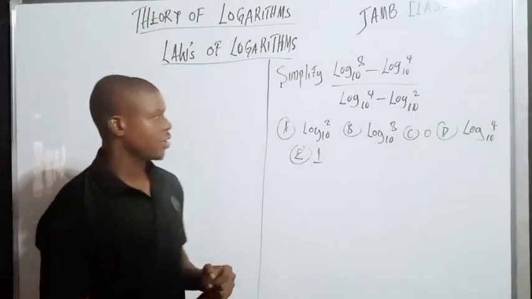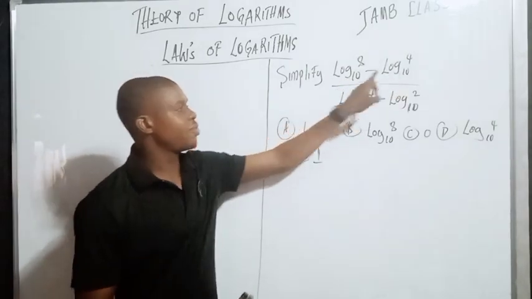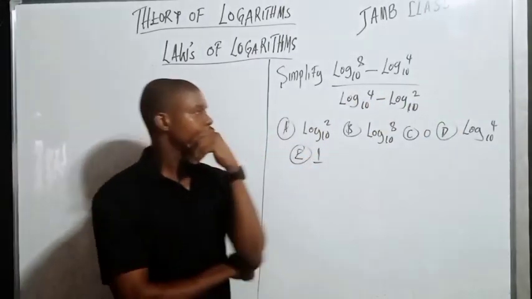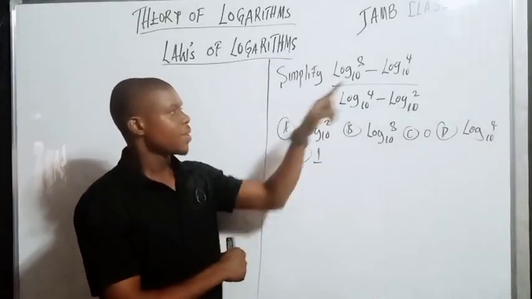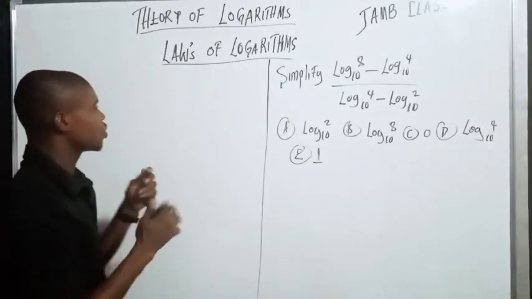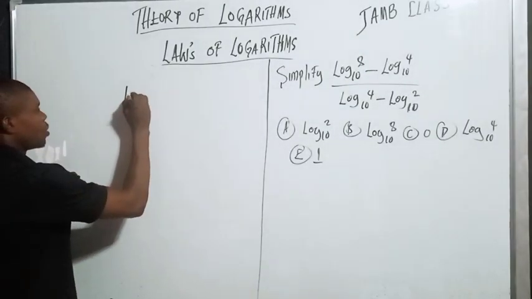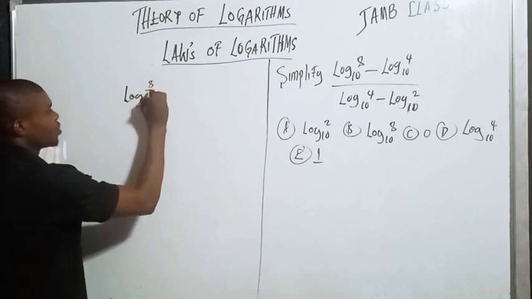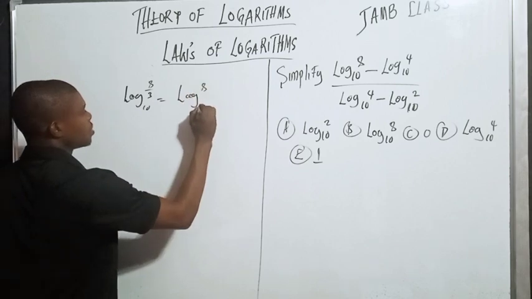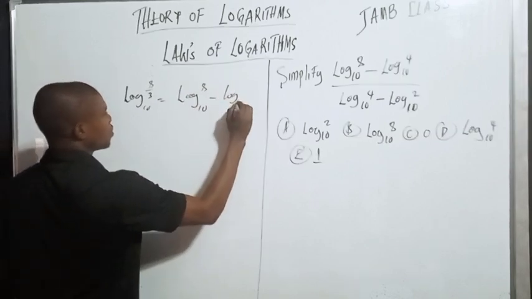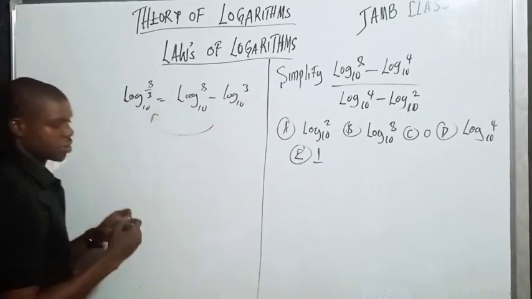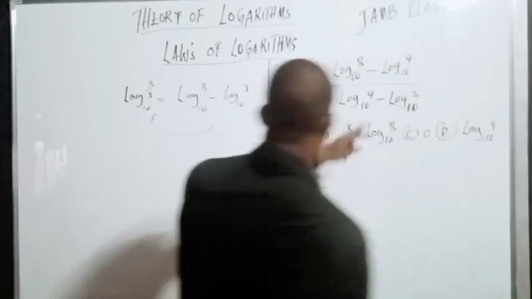For the next question, we have two terms with base 10, in the numerator and the denominator. How do we evaluate this? This one is under the division law. Remember, in the division law, if I have log of 8 over 3 in base 10, it is the same as log 8 base 10 minus log 3 base 10. The inverse is this one here.